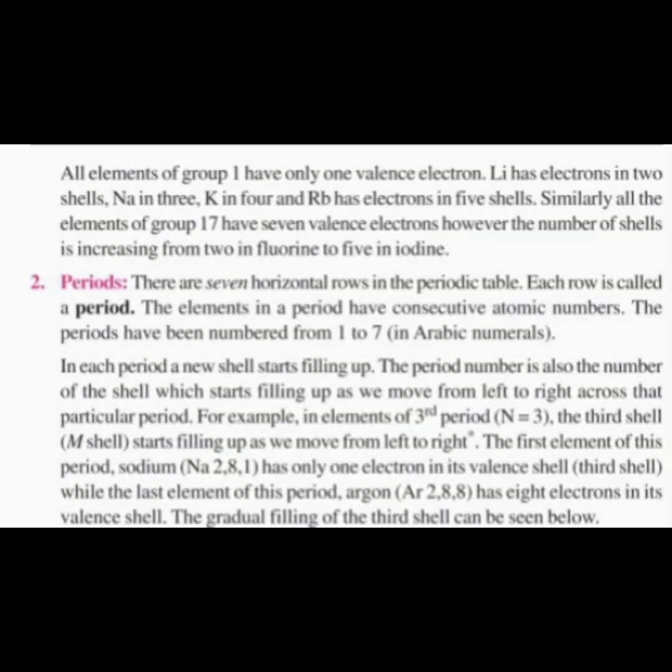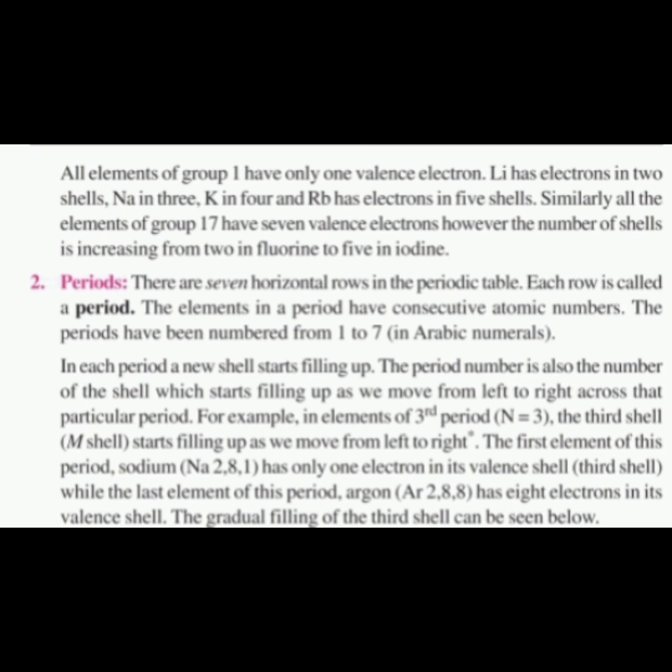All elements of group 1 have only one valence electron. Lithium has electrons in 2 shells, sodium in 3, potassium in 4, and rubidium has electrons in 5 shells. Similarly, all the elements in group 17 have 7 valence electrons, however the number of shells increases from 2 in fluorine to 5 in iodine.